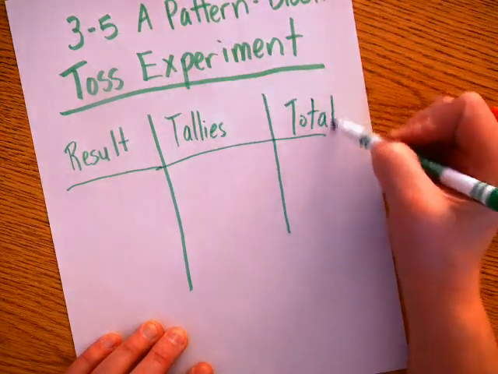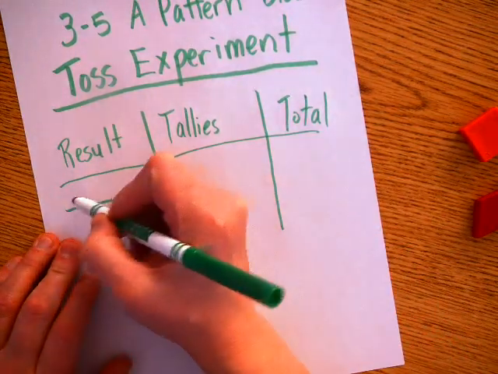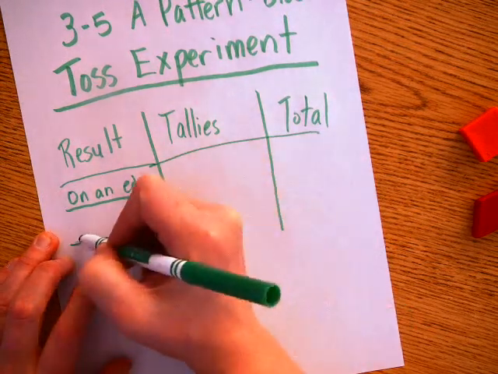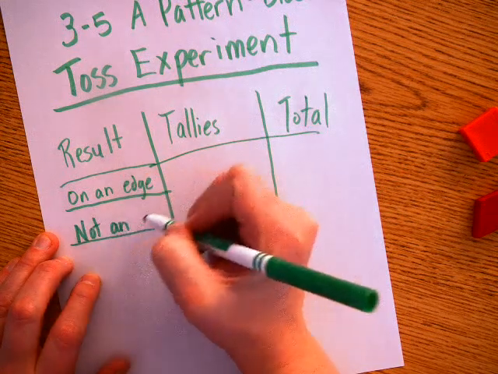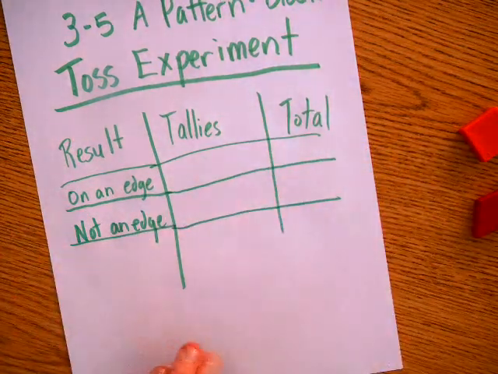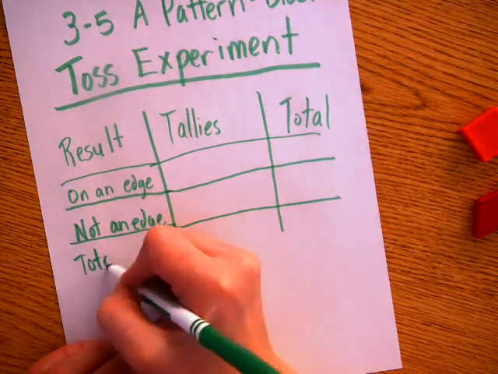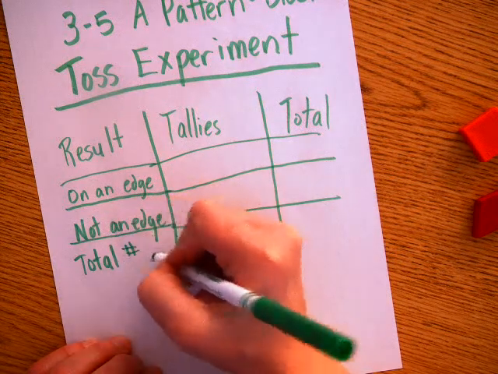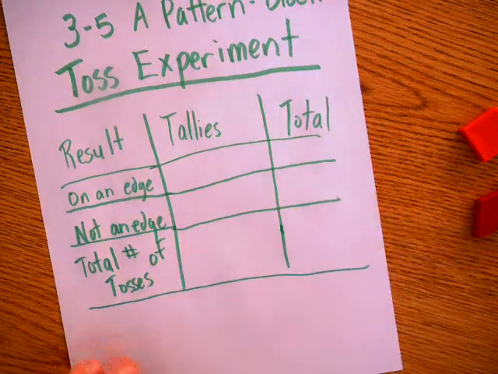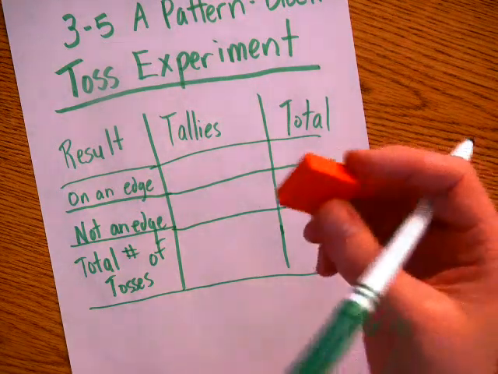So it's some kind of chart here, and then the choices are it lands on an edge, or not an edge, okay, so on an edge, not an edge, and then the total number of tosses. Okay, and we'll have a different chart for each block. Okay, so let's just say that this is for the orange block.